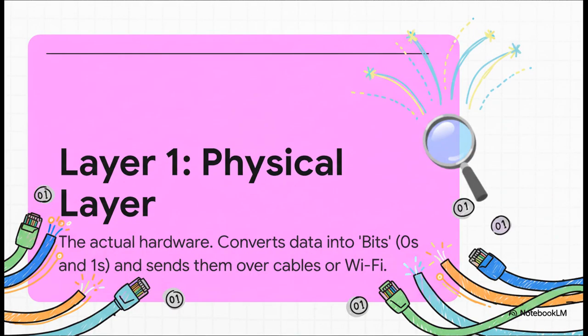And finally, we hit the physical world. Layer 1 is the actual hardware you can touch, the Ethernet cables, the fiber optics, the Wi-Fi signals buzzing through the air. It takes those digital frames, converts them into bits, just raw zeros and ones, and sends them out as electrical signals or tiny pulses of light. This is the moment your data truly begins its physical journey.